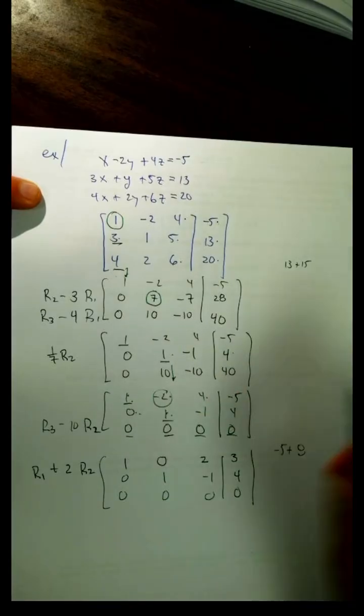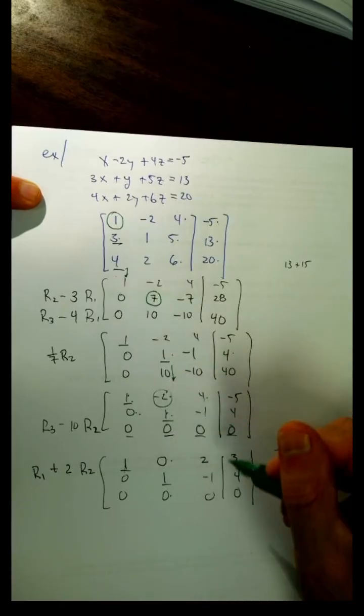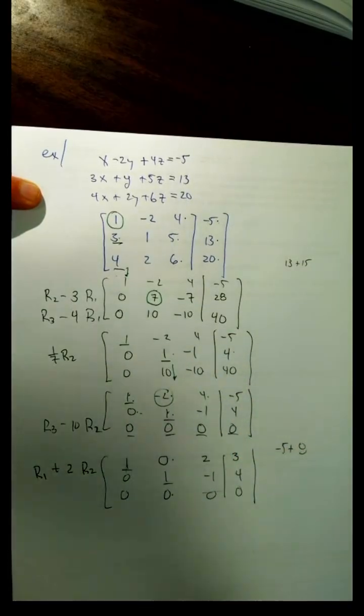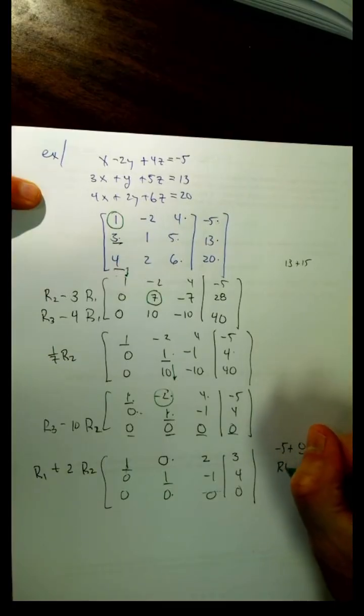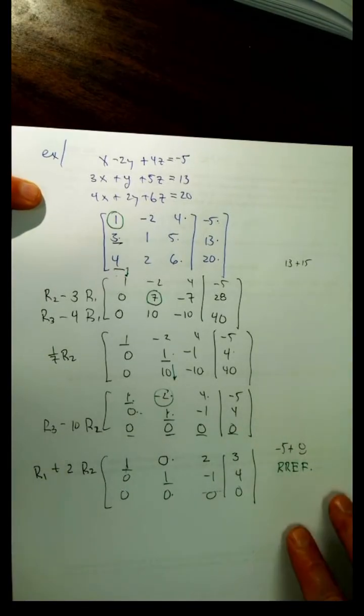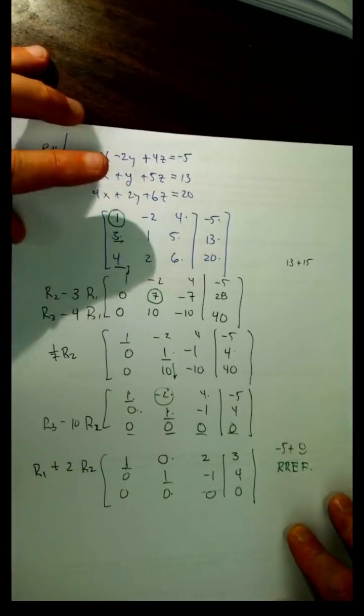All right, so now this is a pivot, this is a pivot. I've got zeros above and below, no pivots in column 3. Bottom row is all zeros. So now this is in reduced row echelon form. Okay, and now I can try to figure out the solutions to this.